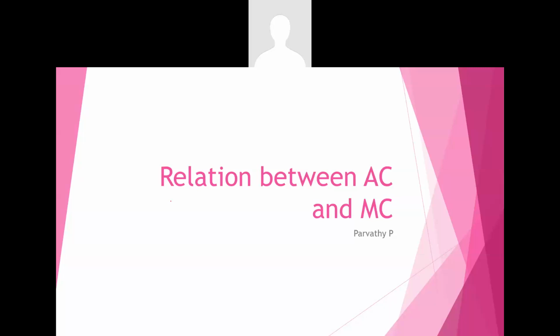Dear students, now we are going to examine the relationship between AC and MC. This relationship is quite familiar to you, because we have learned earlier in microeconomic theory the relationship between average cost and marginal cost using graphs. And we know that both these curves are U-shaped curves.